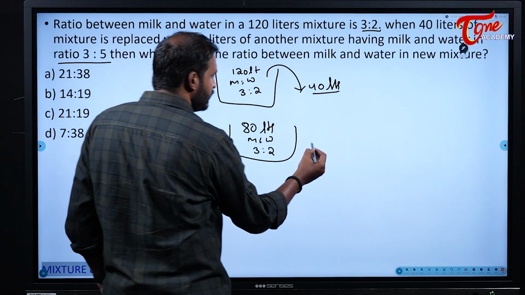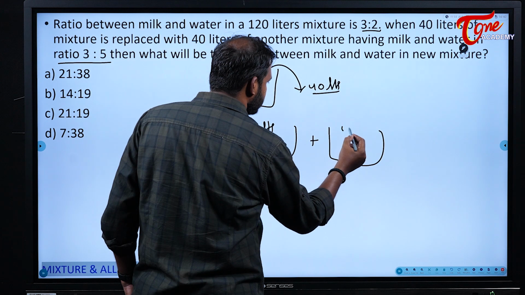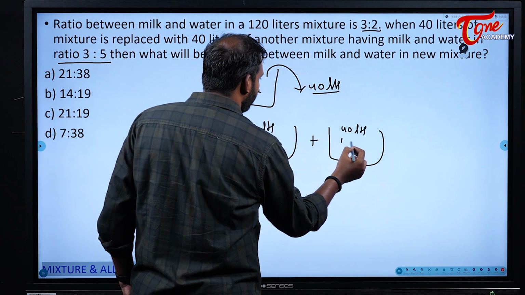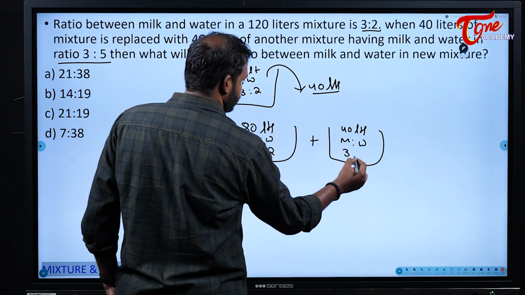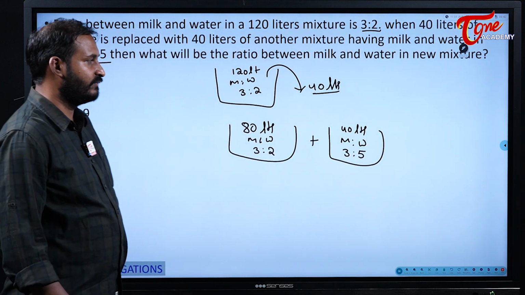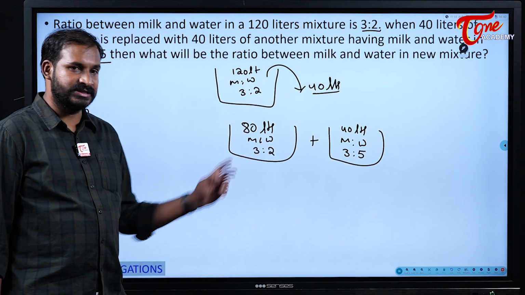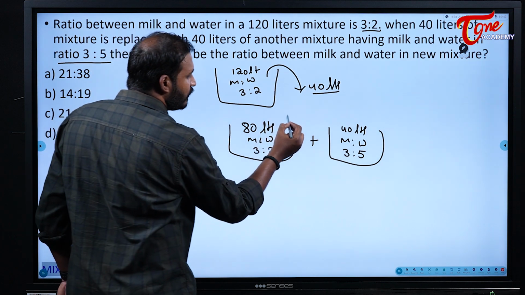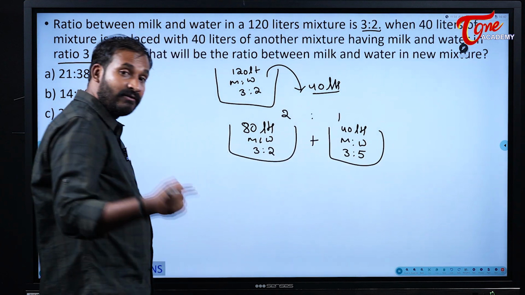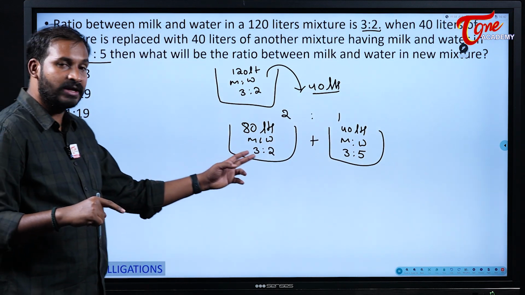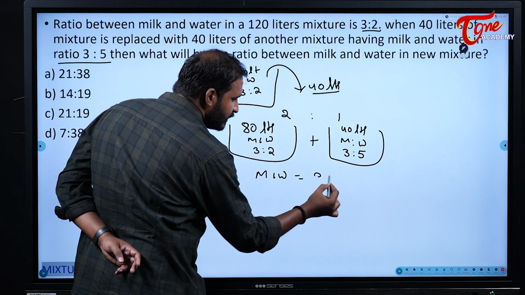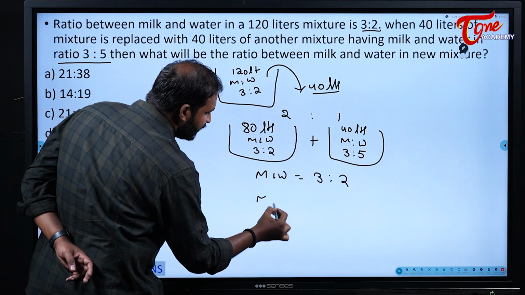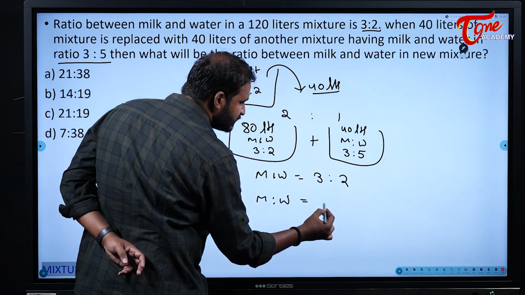Now, to this we are adding another 40 liters of milk and water in the ratio of 3:5. See here students, two mixtures. 80 liters and 40 liters means what is the ratio? 2:1. Our first problem. So we have done the same thing. Milk and water are in what ratio here? Initially 3:2, and milk and water in the next. That means this 40 liters is how much?